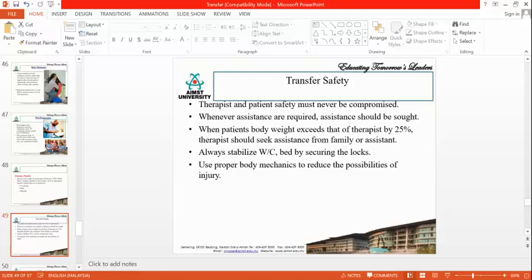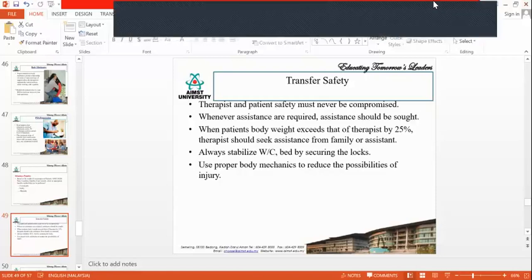Do not do any heroism. Okay, you're not here to just lift the patient and move around, not like that. So get the assistance whenever required and whenever you need it.